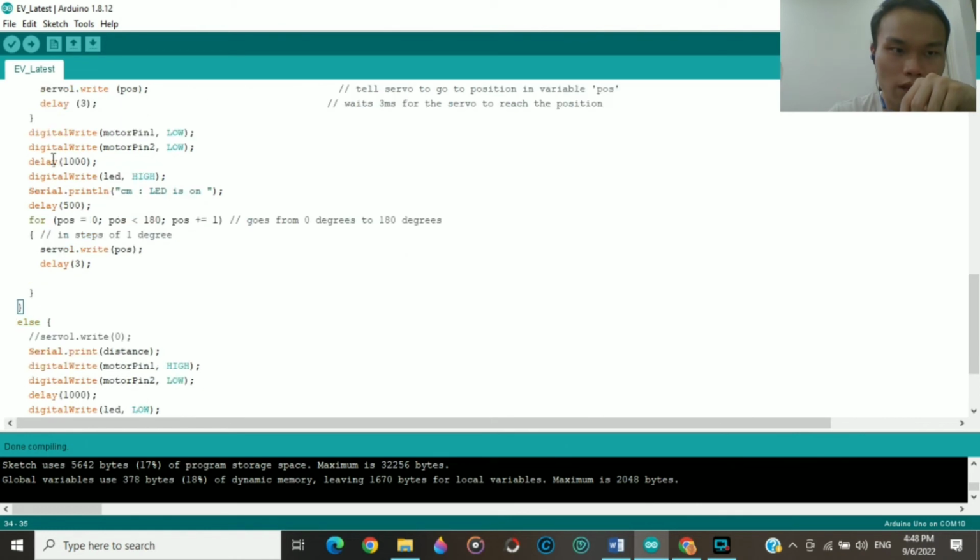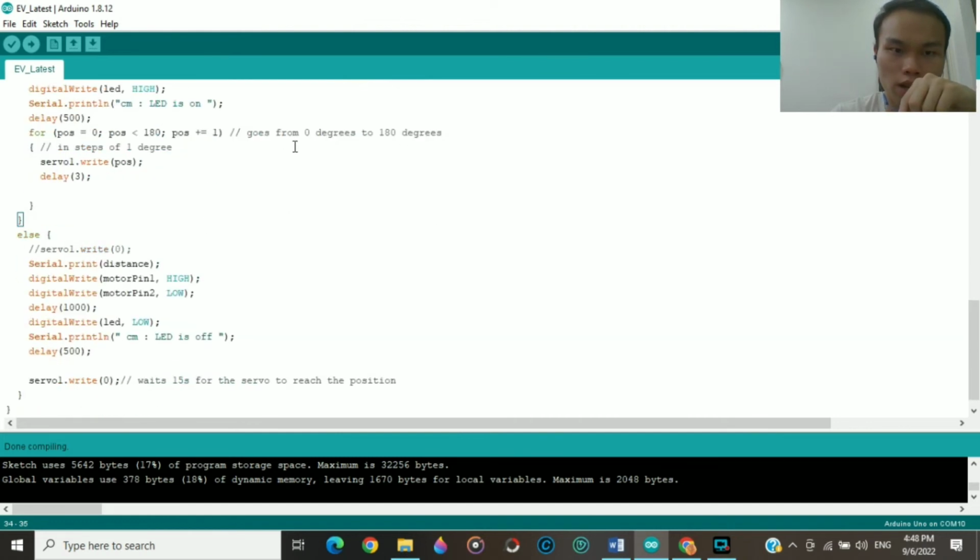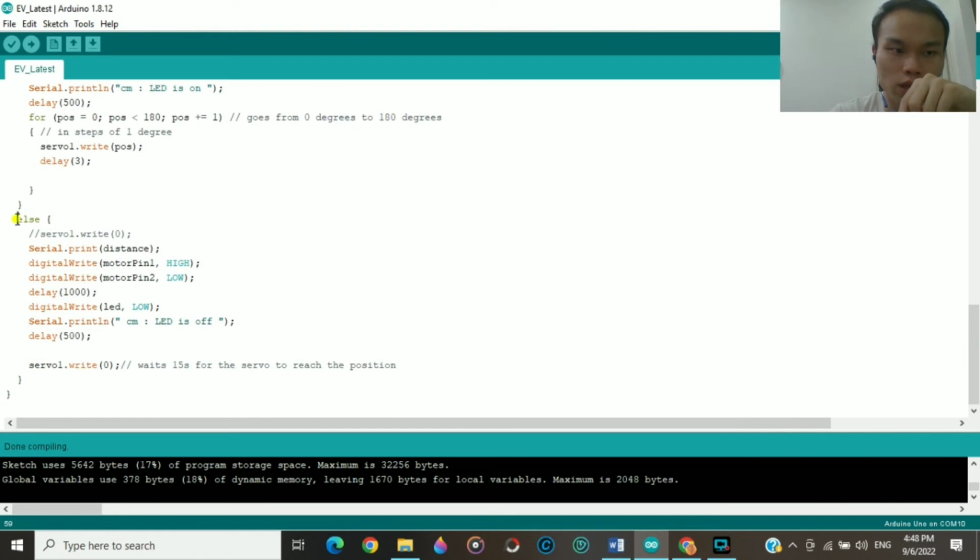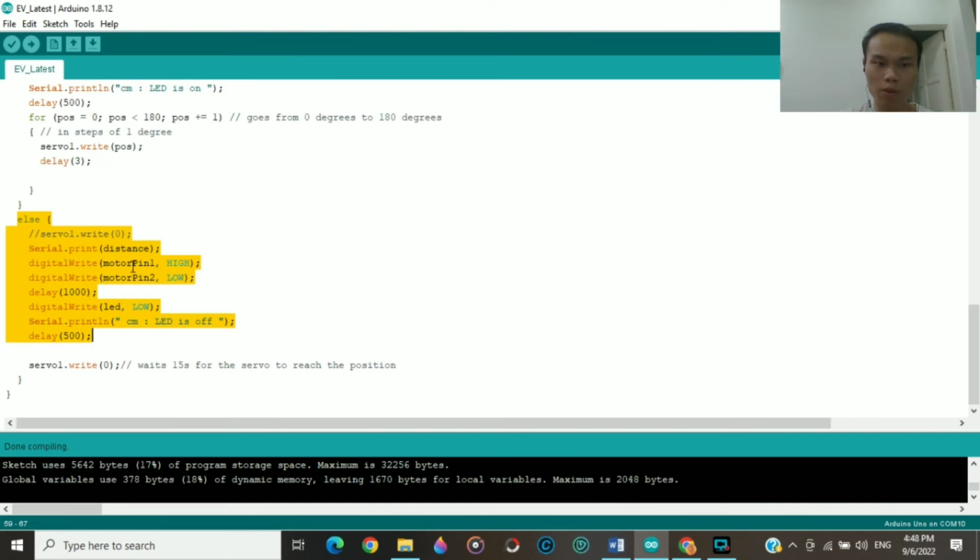For the digital write, when the LED is high, motor pins 1 and 2 will become low, and the position will move from 0 degrees to 180. Else, the LED will become low, and motor pins 1 and 2 are high and low respectively. Thank you.